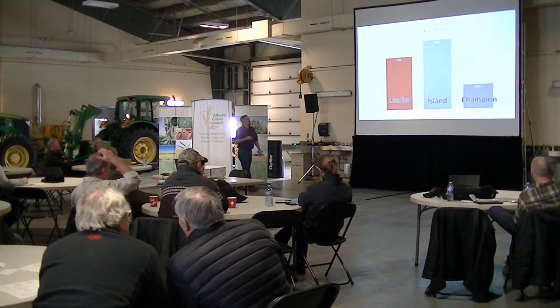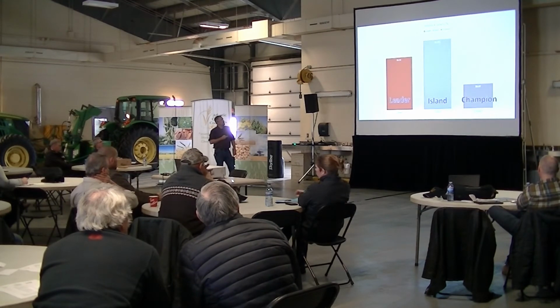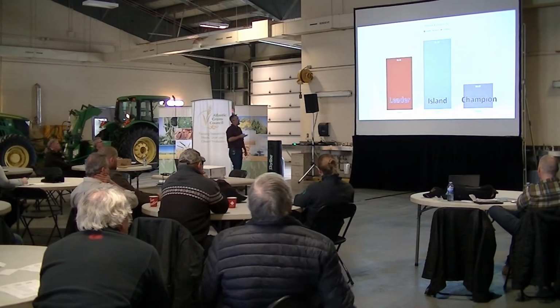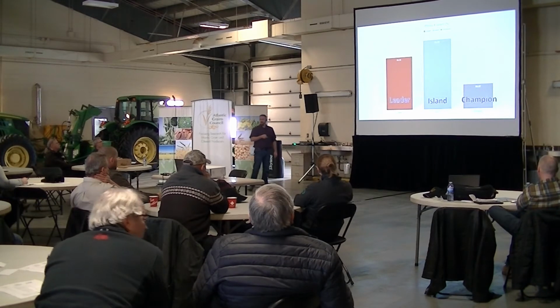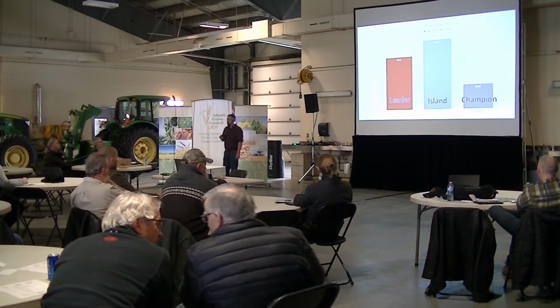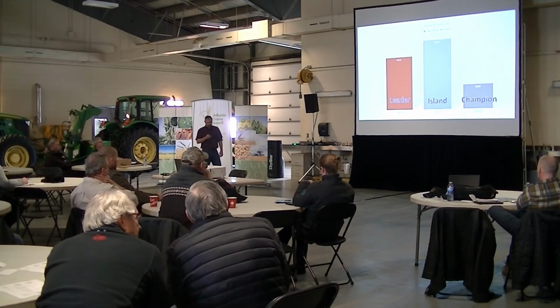Protein by variety, in general, although Island was a little bit lower, it's probably one of the reasons it's so popular. It had higher protein, pretty good feed value. So Island had the highest, followed by Leader, and then Champion. Champion is a newer variety. I don't know if anybody here is growing it. I think it's a little bit more popular in New Brunswick.